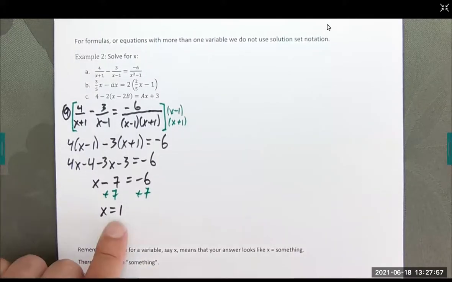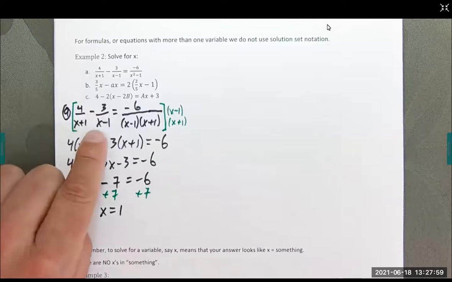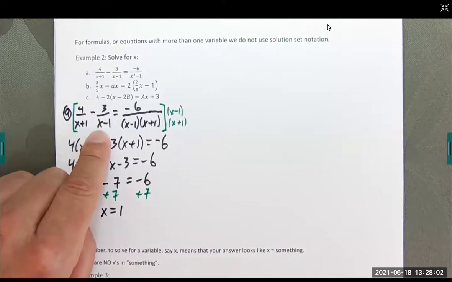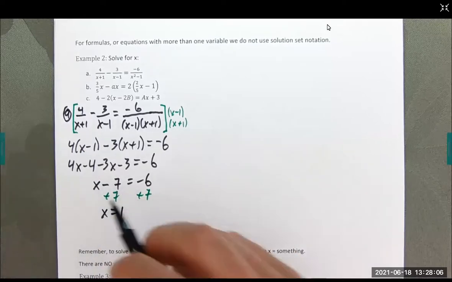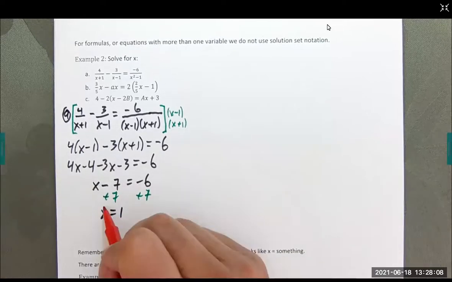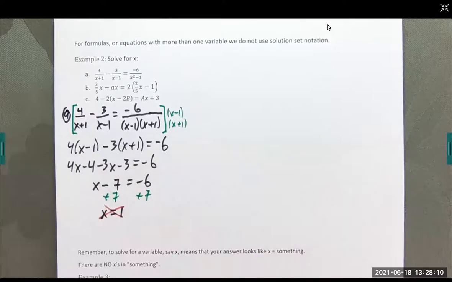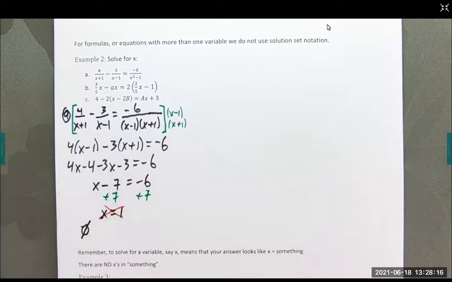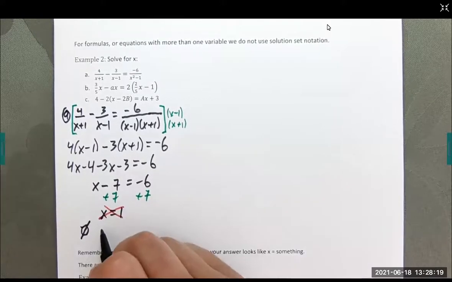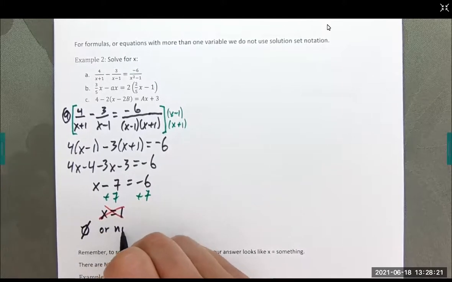When x equals 1, do you see when I plug that into here, 1 minus 1? I get a 0 in the denominator. So in reality, this can't work. So this is the case where there's no solution. We can do the circle with the line through it, the null set or the empty set, or we could just write no solution.